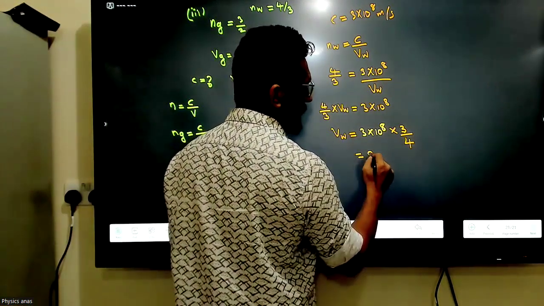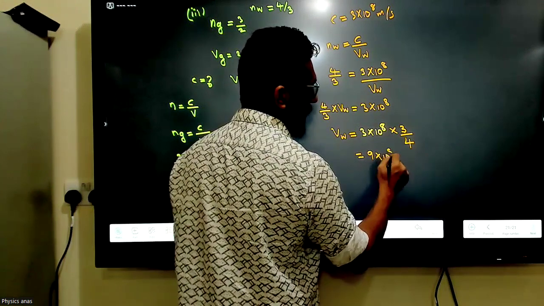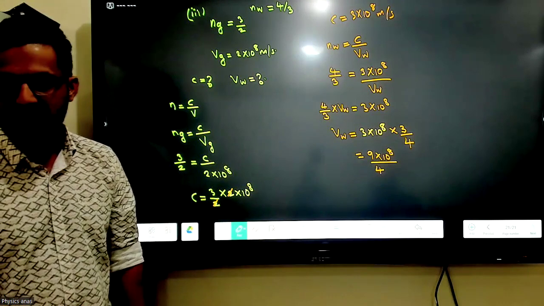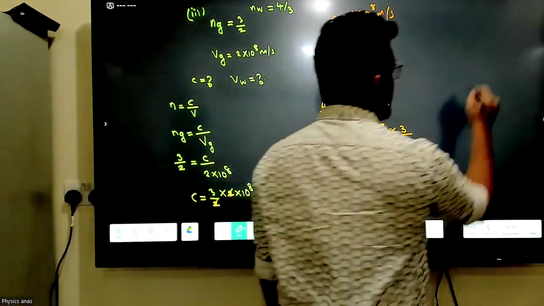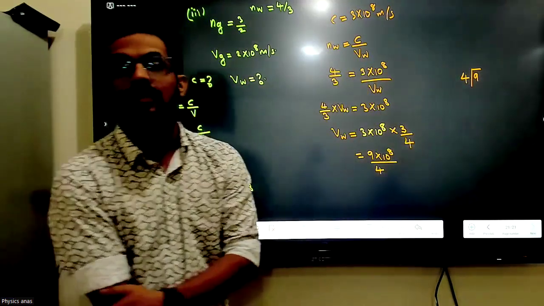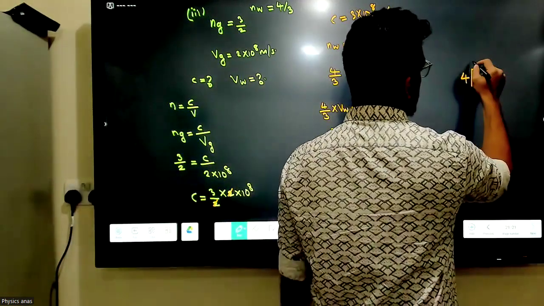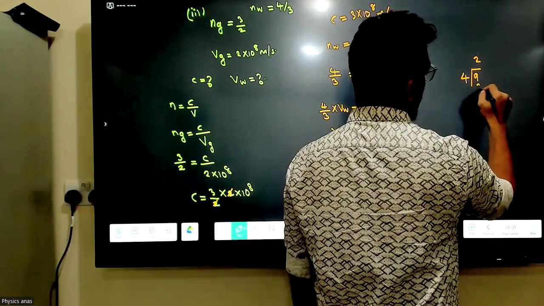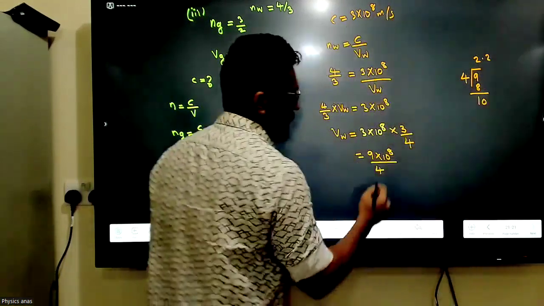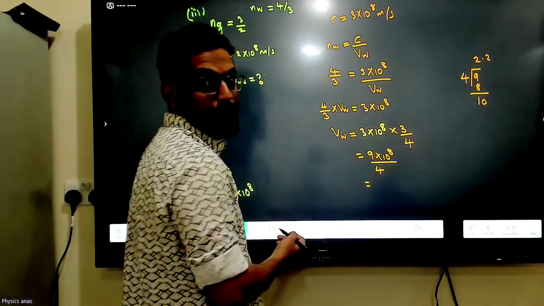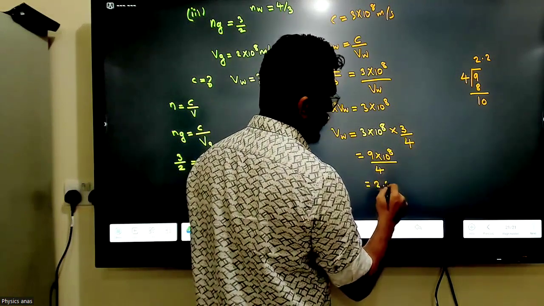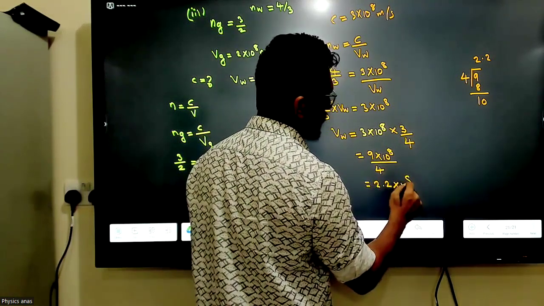And what will be this? 3 into 3, that's 9. So 9 into 10 raised to 8 divided by 4. Now what is 9 by 4? 9 by 4 is 2.2, right? Okay, so that will be 2.2 into 10 raised to 8.